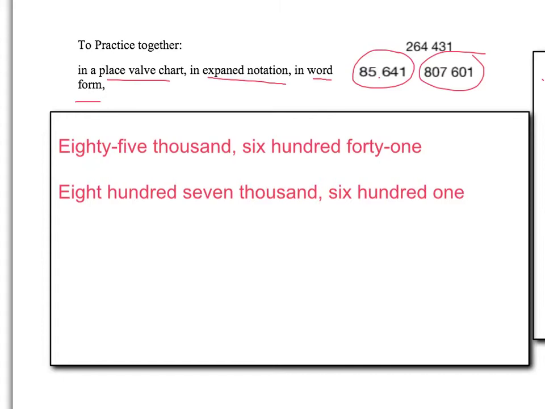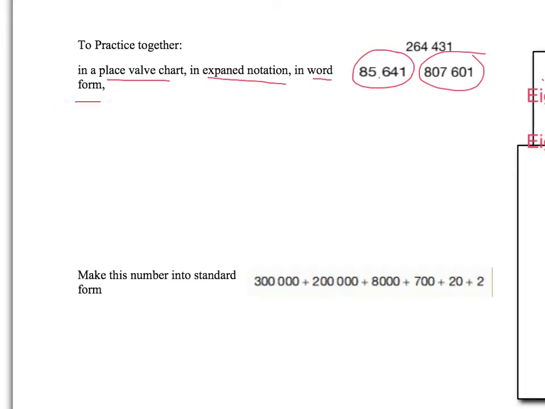So now we've shown those 2 numbers in 3 different ways, and it's also shown in a 4th way. This again is standard form. Last question. I'd like you to try to make this expanded form into a standard form, because sometimes we have to take the number and make it back into its original form, standard form. So press pause and try that now.